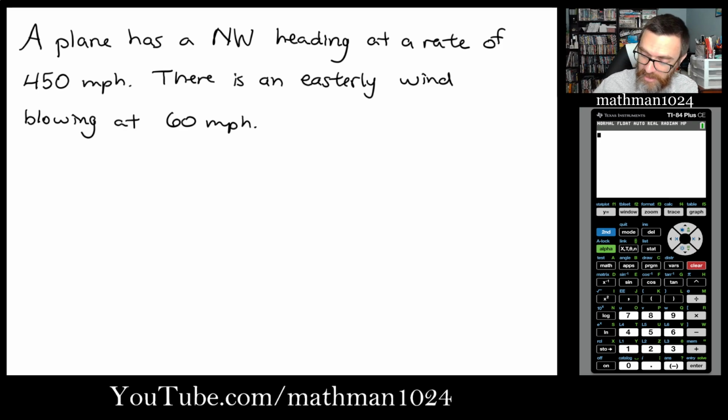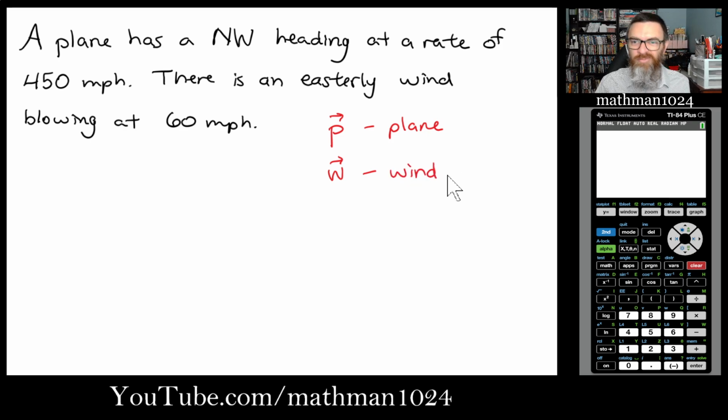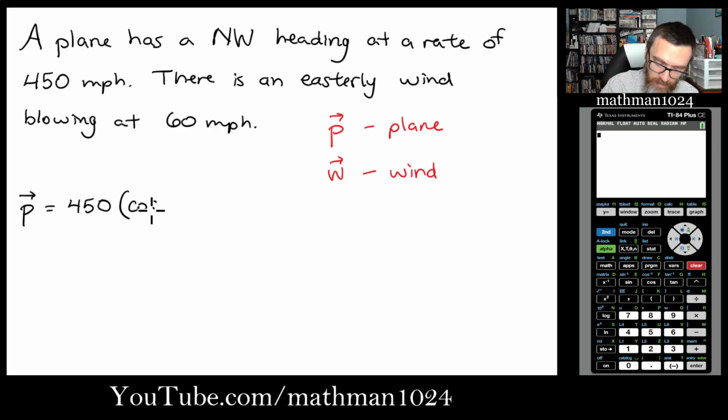So I'm going to be kind of simple here, and let's say that vector P is going to be for the plane, and vector W is for the wind, right? That way we don't have to really think about what they are. P is plane, W is wind, all right? So for the vector for the plane, we want to have its magnitude, which is 450 times that angle measure.